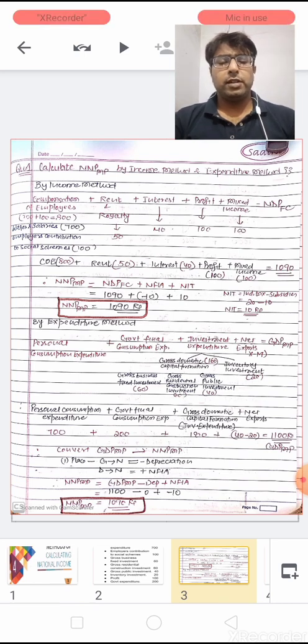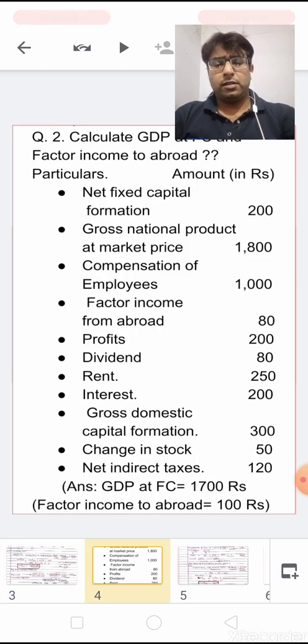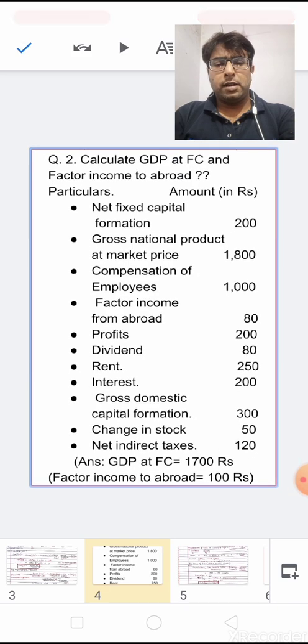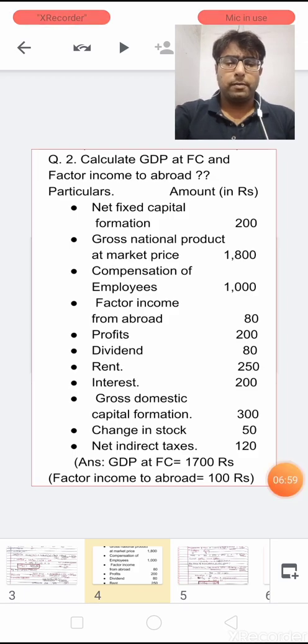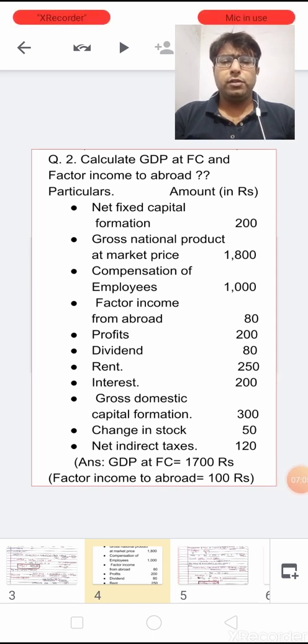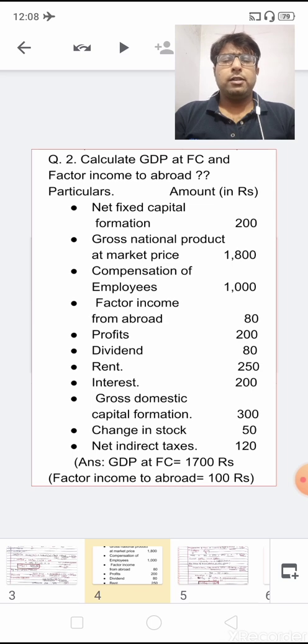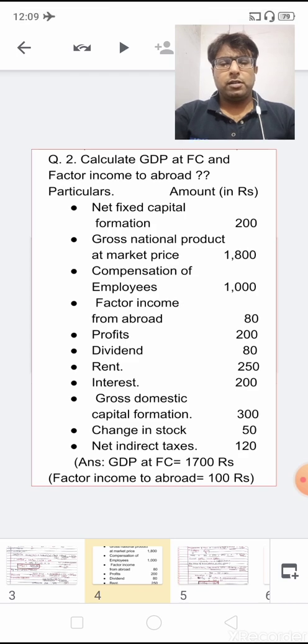So children, now I am going to take the second numerical. In this numerical, we have to find out GDP FC and factor income to abroad. So children, the question is in front of you, you just see the slide. All the particulars with the relevant values are given on the slide, and we have to find out GDP FC and factor income to abroad. Now children, I am going to start our solution.